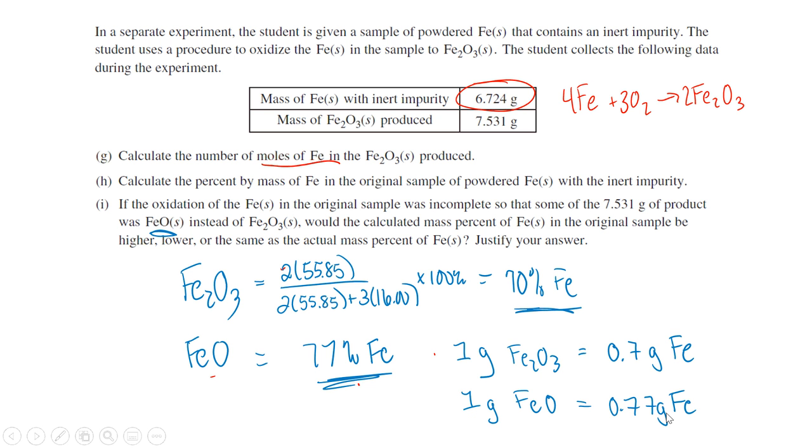So the correct answer is you would actually underestimate the mass percent of iron, because you would think there's less iron in there than there actually was, because you're thinking you made Fe2O3. In reality, maybe you made some FeO. So again, this requires some thinking through for sure. So don't feel bad if you thought this one was a tricky error analysis. I think personally it's one of the trickier ones.